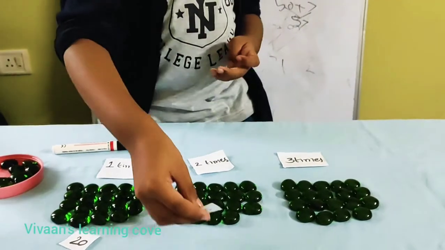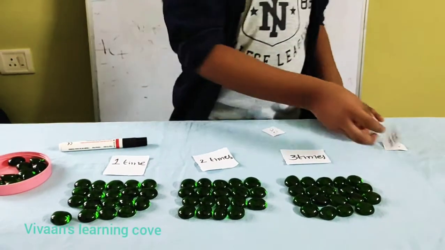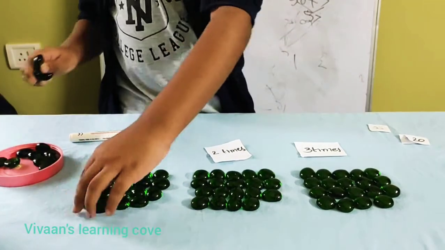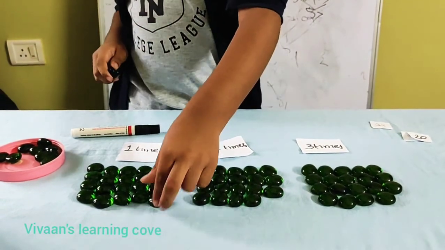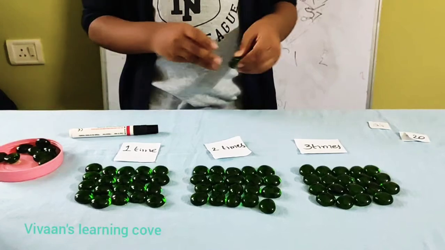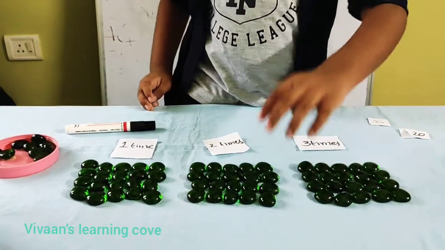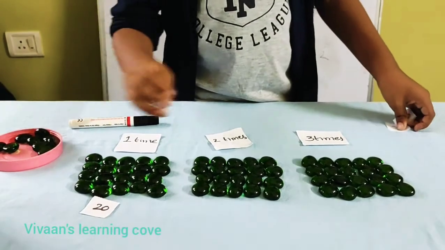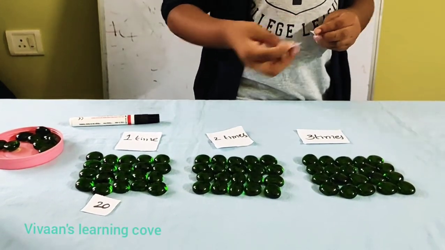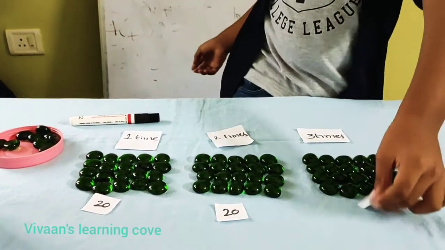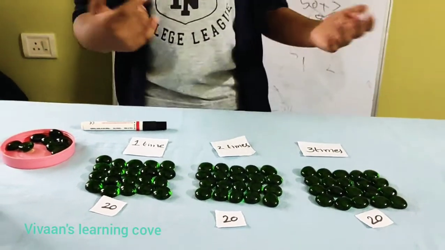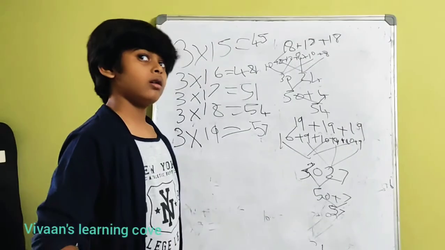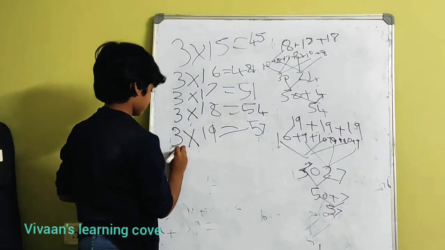See, 20. First, I'm going to add 1 pebble to each group. See, 1 pebble to group 1, 1 pebble to group 2, 1 pebble to group 3. So now there are 3 20s, meaning 3 times 20, right?